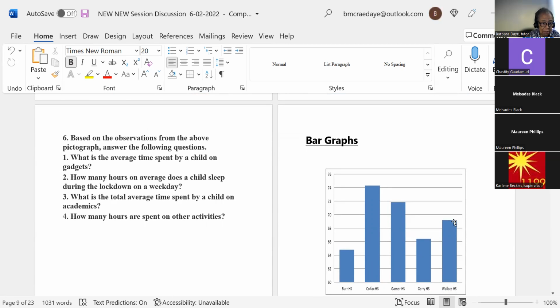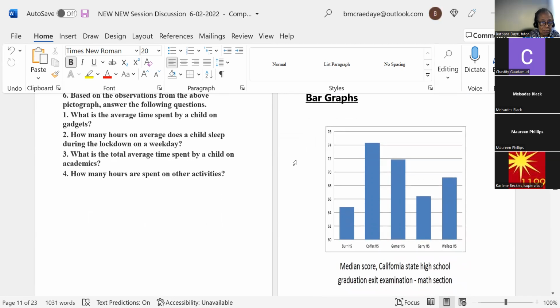Now here are the bar graphs. They're actually bars, and they can be vertical or horizontal. These are vertical, and you read off the top. These are some median scores, right? If I ask you for Colfax High School, what would you say the median score would be right here, Mercedes?